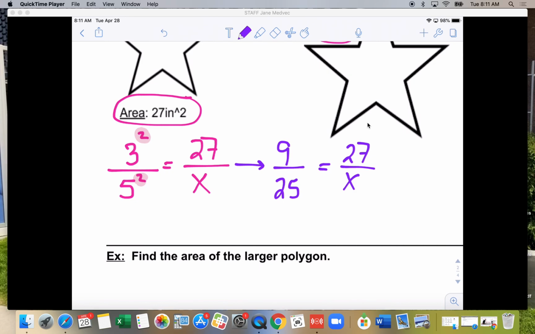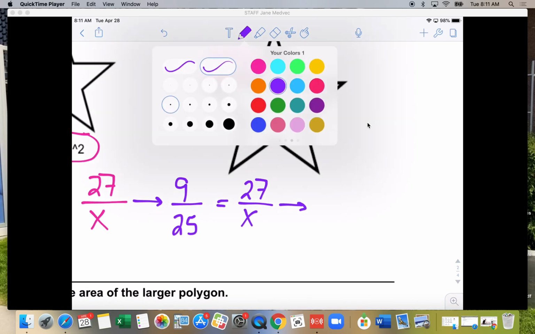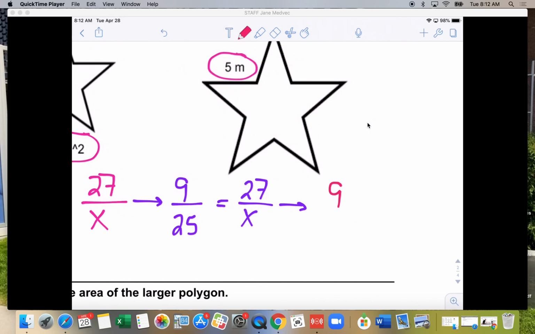Now what I'm going to do is I'm going to do my cross products. So I'm going to come over here and I'm going to grab 9x equals 25 times 27. Notice that I'm not going right away and just multiplying. Again, I'm doing my cross products.